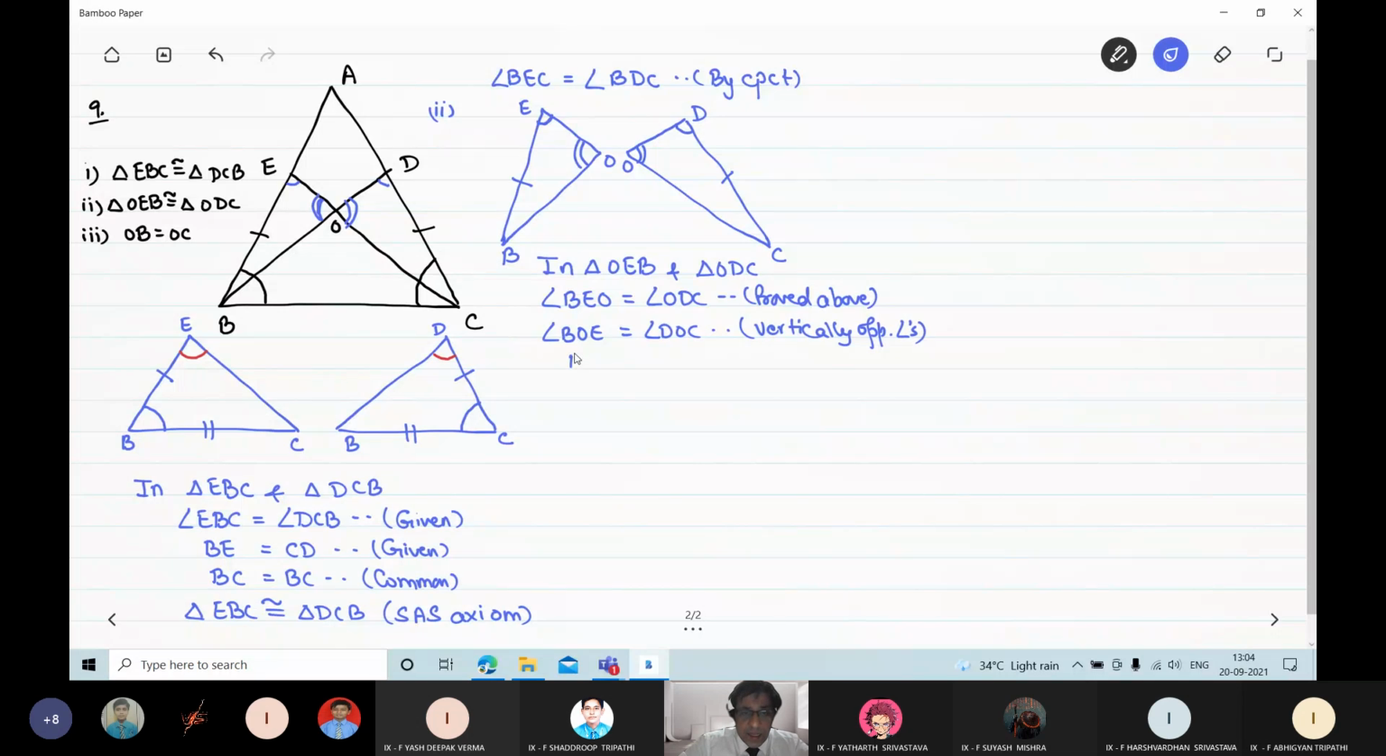And I can say that BE is equal to CD. This was given in the question already. So therefore, triangle OEB is congruent to triangle ODC, and this is congruent by angle side axiom. Now, when these two are equal, now I can say that OB is equal to OC. So OB will be equal to OC by CPCT. Is this question clear?